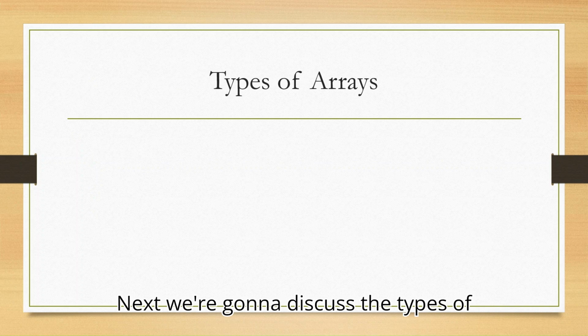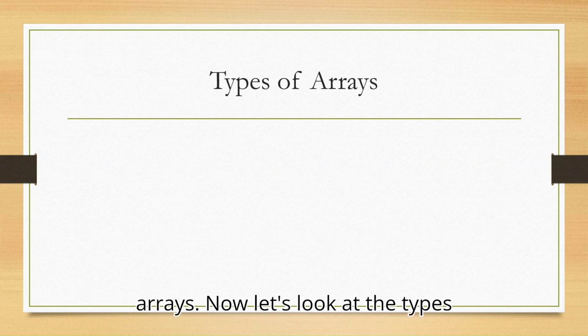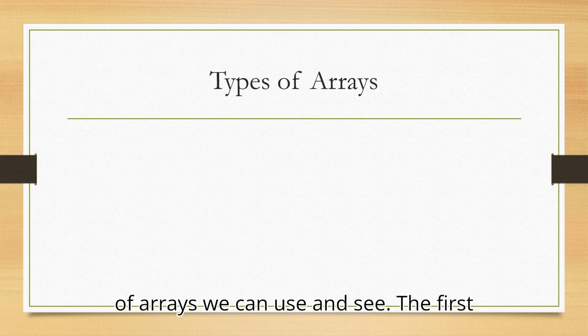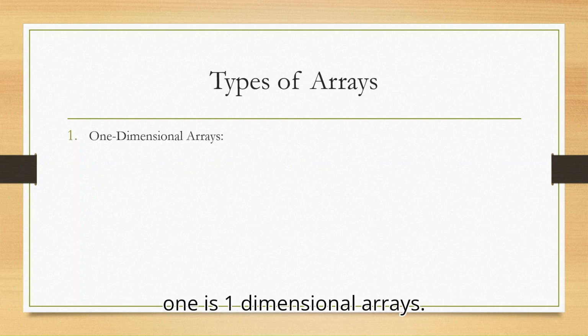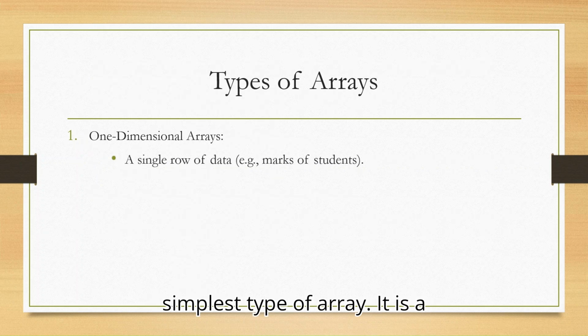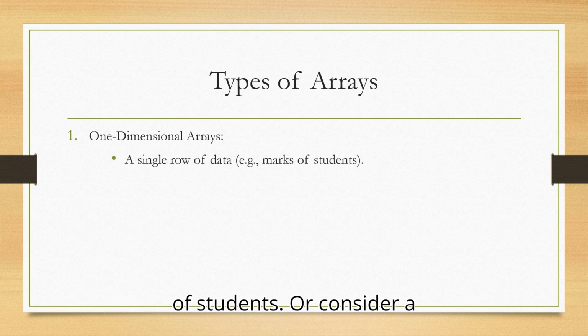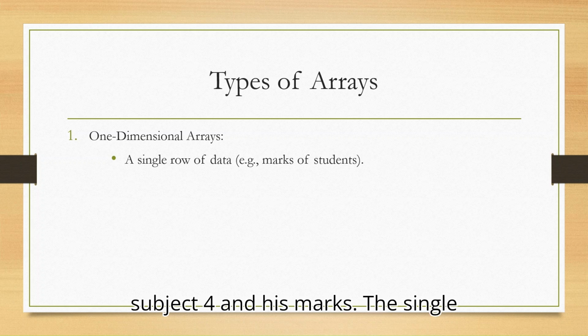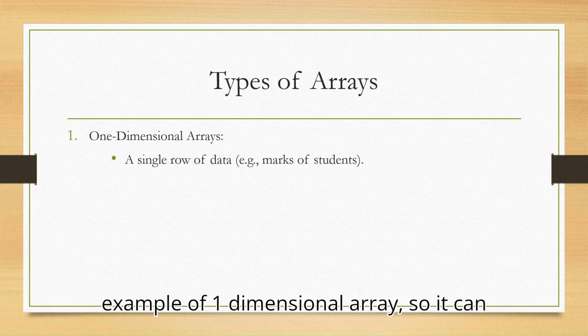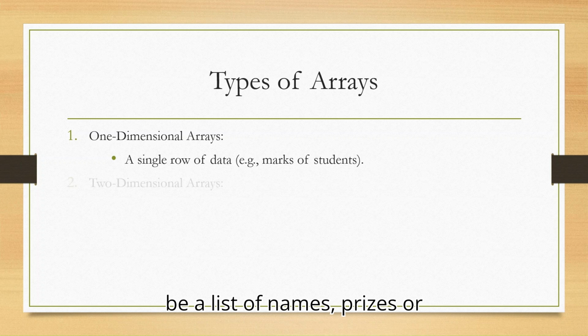Next, we're going to discuss the types of arrays. Now, let's look at the types of arrays we can use in C. The first one is one dimensional arrays. A one dimensional array is the simplest type of array. It is a single row of data, like the marks of students. Consider a student, and we are storing his marks in 5 subjects: subject 1, subject 2, subject 3, subject 4, and subject 5. The single student's marks is an example of a one dimensional array. So it can be a list of names, prices, or marks.